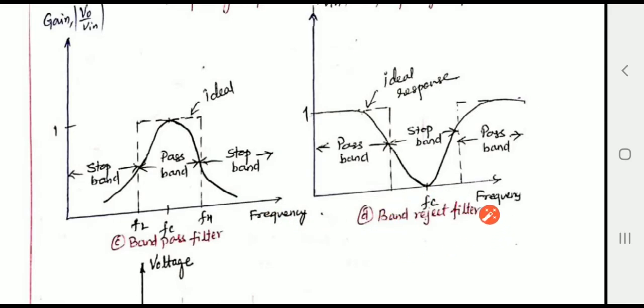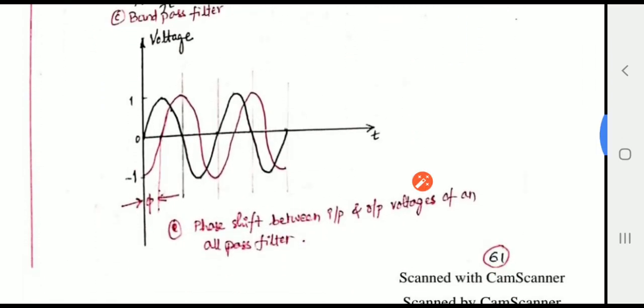In the band reject filter, only the frequency components which are either less than FL or greater than FH are passed and the remaining are rejected. Hence, this is the pass band here and this is the stop band. The last is the all pass filter, which allows all the frequency components to pass. The input and output voltages of an all pass filter have a different phase shift.